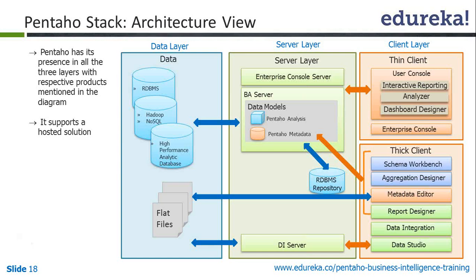Okay, here we'll see in detail the architecture view. So here we are basically seeing three broad layers. First is the data layer, then the server layer, and then the client layer. And of course there are thin and thick clients there. So we'll see all these in detail in the next screen.